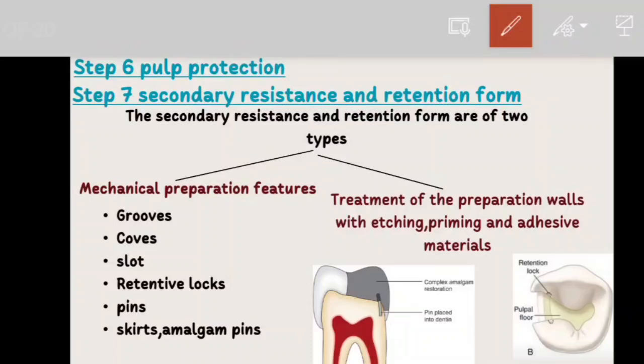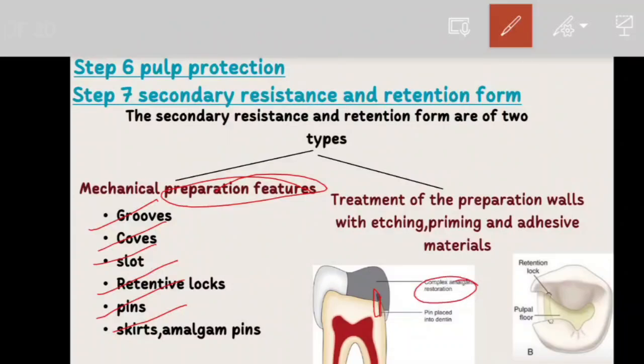Secondary resistance and retention form are of two types: mechanical preparation features and the adhesive method. Mechanical preparation features are grooves, coves, slots, retentive locks, pins, skirts and amalgam pins. You can see in the first diagram where a pin is placed into the dentine and afterwards we place the complex amalgam restoration. So it provides the mechanical preparation. It provides the secondary resistance and retention. And the second method is the adhesive method, where we do etching, primer and adhesive material.